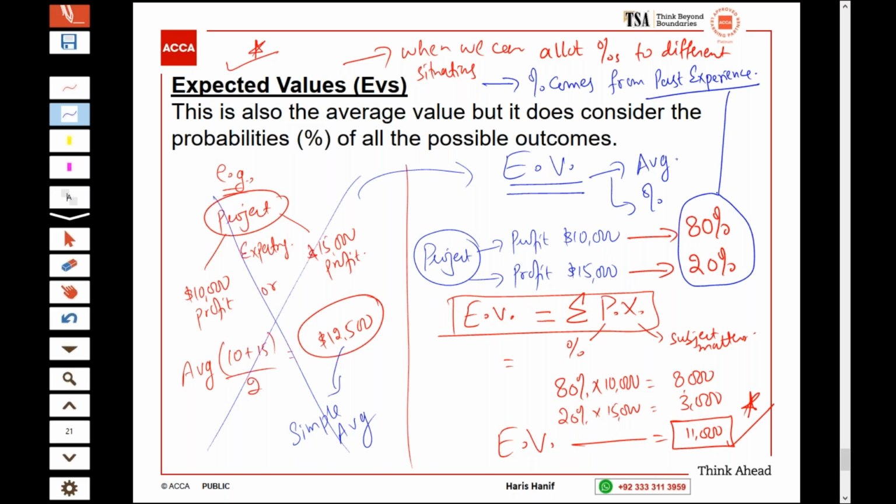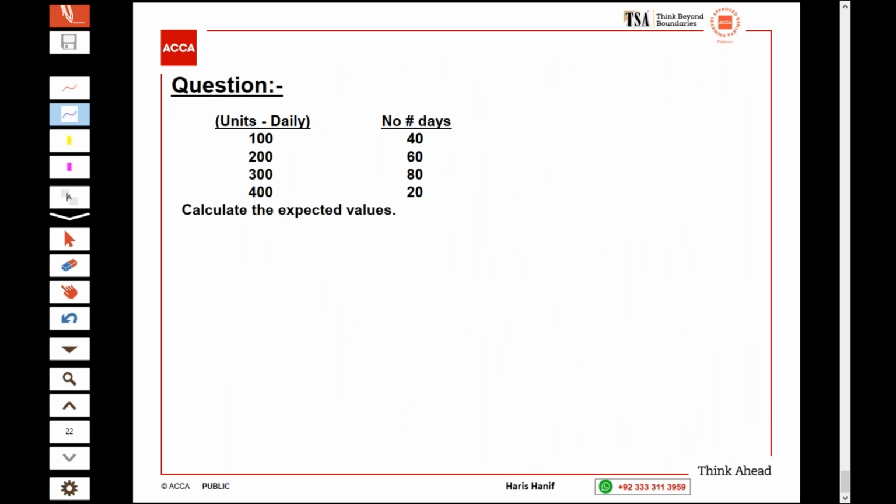Let's now move on to the question of expected values. This is the last question. What I had planned for the webinar, Alhamdulillah, we have completed all the aspects. There is just one question, and you are required to calculate the expected values. You might be confused: Sir Haris, where are the probabilities? The probabilities are in the question. We have to spot them. See, find out X and Y. Can you people tell me what is X here? Number of units or days?